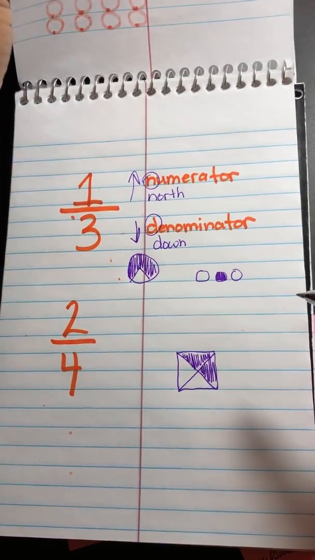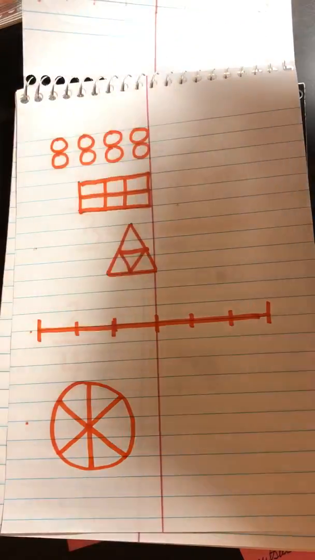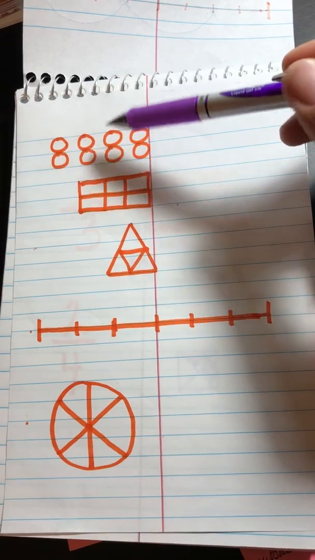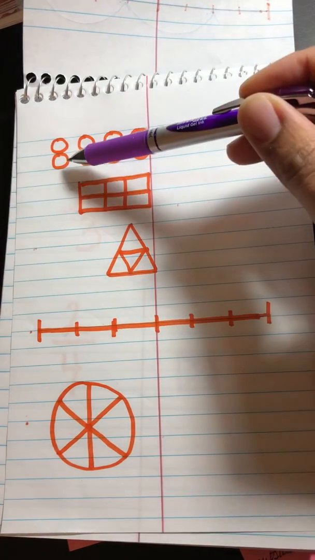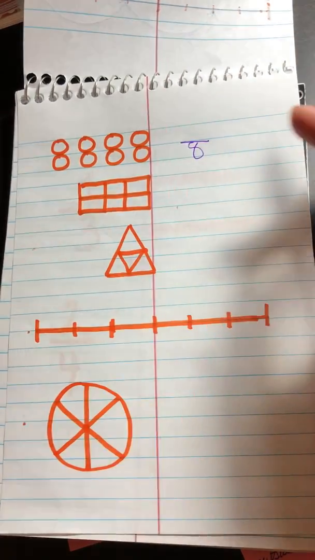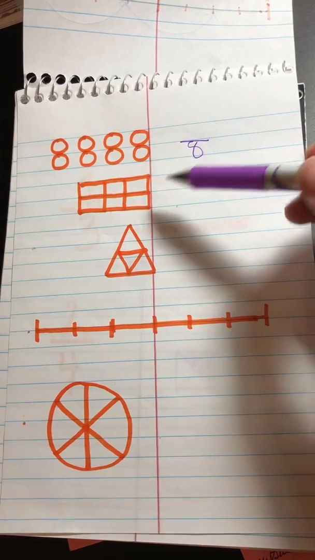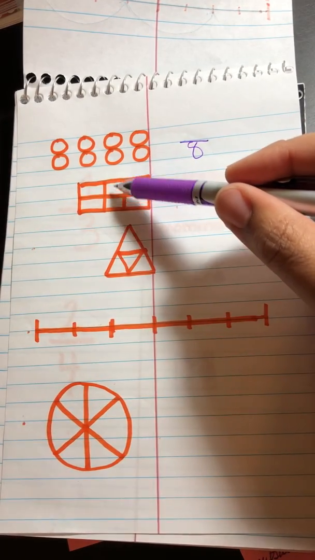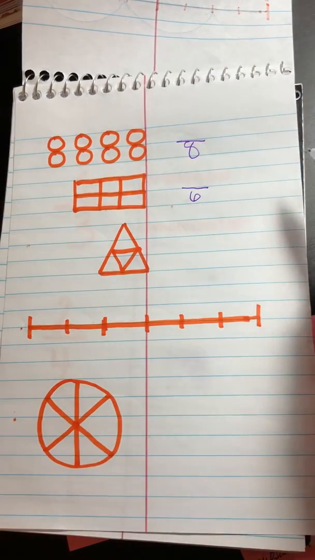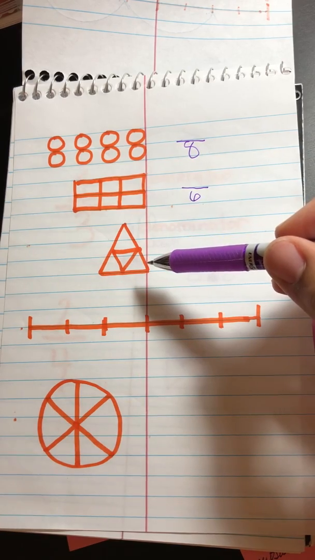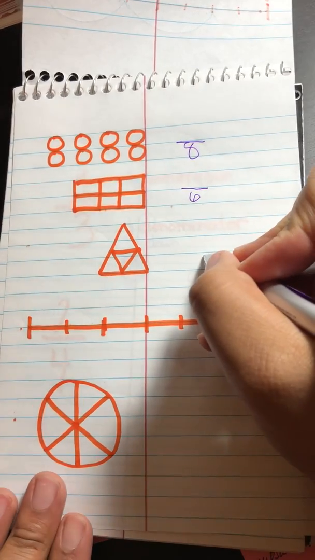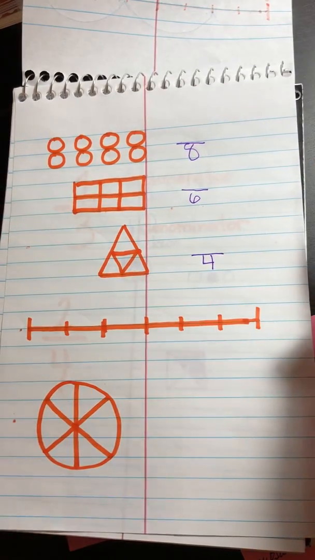So what does that mean if I have different kinds of models? On this page, we've got a couple of different models here that we're going to look at. Starting up here at the top, I'm noticing that I've got 1, 2, 3, 4, 5, 6, 7, 8 circles. So if I make any fraction, my denominator is going to be 8. In this model, I've got 1, 2, 3, 4, 5, 6 sections. So any fraction I make is going to have a denominator of 6. What do you think about this triangle? There's 1, 2, 3, 4 pieces, so my denominator has got to be 4.